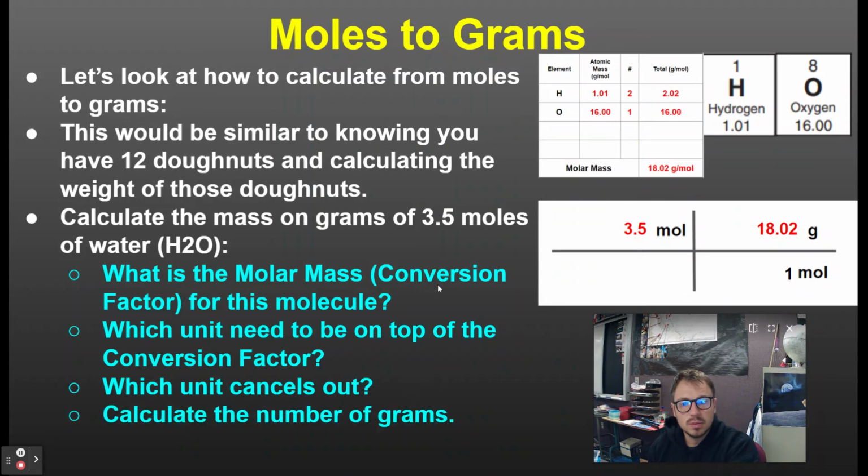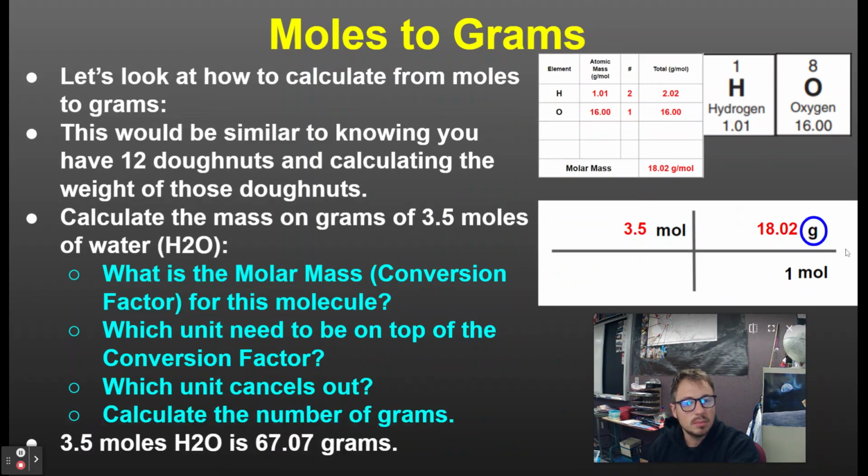Which unit cancels out? So I want you to see what happens here. I'm looking for grams, so I need grams on top of my conversion factor. Moles cancel out. So all I do is multiply 3.5 times 18.02, divide by 1, which is not going to do anything, and I get 67.07 grams of water.